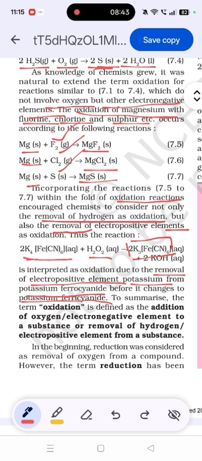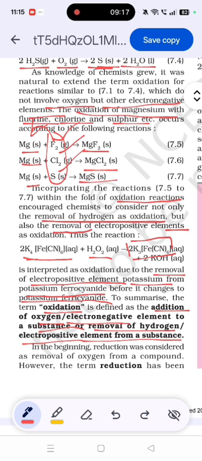Potassium is electropositive, so removal of electropositive element happens. To summarize the term oxidation, oxidation can be defined as addition of oxygen or electronegative element to a substance, or removal of hydrogen or electropositive element from a substance. This is electronegative and this is added to this element. So addition of electronegative element is oxidation, or removal of hydrogen or electropositive element from a substance.